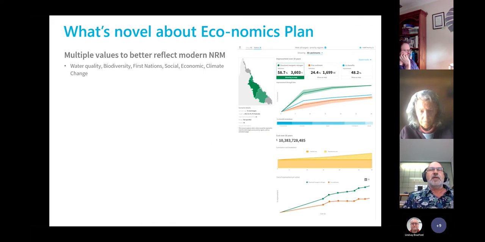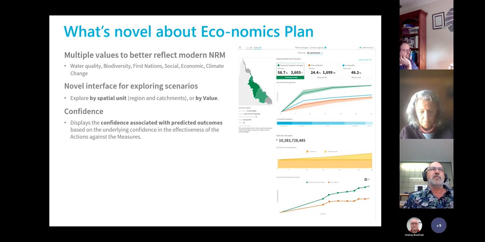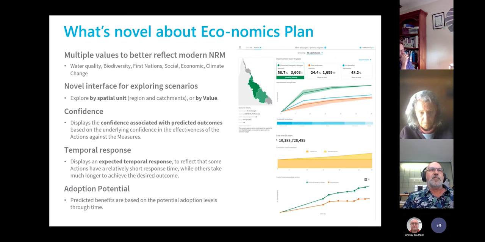So let's just quickly step through this slide. It's about what's new about the Eco-nomics Plan level things, but the primary thing is about having multiple values. So not just a water quality story. It takes it beyond the reef work. So having biodiversity, First Nations, social, economic, and climate change. Let's not worry about those other things for today's discussion.